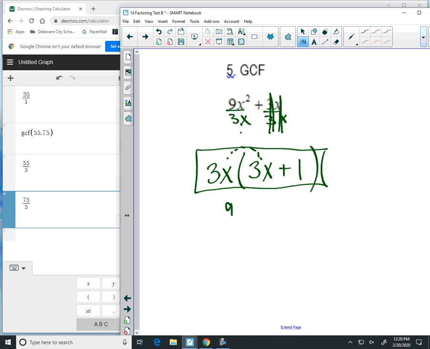This isn't a bad one to even imagine. Okay, that's 3 times 3 is 9. X times x is x squared. 3 times 1 is 3. Did I get back to the beginning? Yes. Okay. It's not a bad one to do that on. It's kind of helpful sometimes to do that multiplication and check your work.